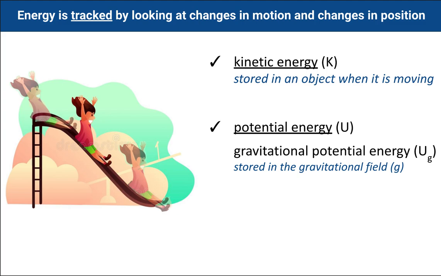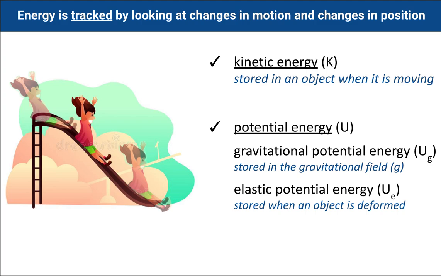And if that potential energy is due to a gravitational field, meaning the area around a massive object like the Earth, then we talk about gravitational potential energy. And so we use a little subscript G to represent that. We'll also eventually talk about elastic potential energy. This is energy that is stored because something has been stretched or compressed, something like a rubber band or a spring.